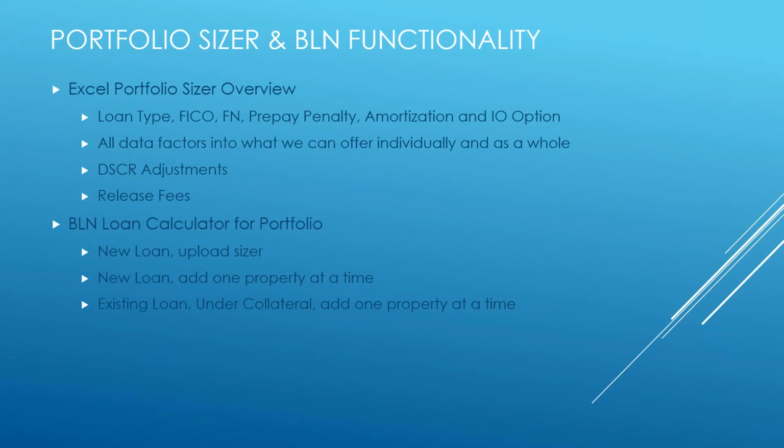All data factors into what we can offer individually and as a whole. So accuracy of the data that we put into our sizers and our calculator is extremely important. When it comes to rental income information for properties, all the rental income in the sizer is done on a monthly basis. So if you get $1,000 a month per unit, we want the $1,000 per month per unit in there. When it comes to the expense side of things, your taxes, insurance, HOA dues, and flood insurance costs should all be input as annual numbers.